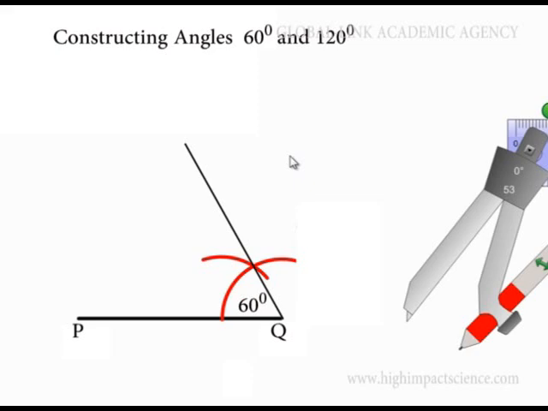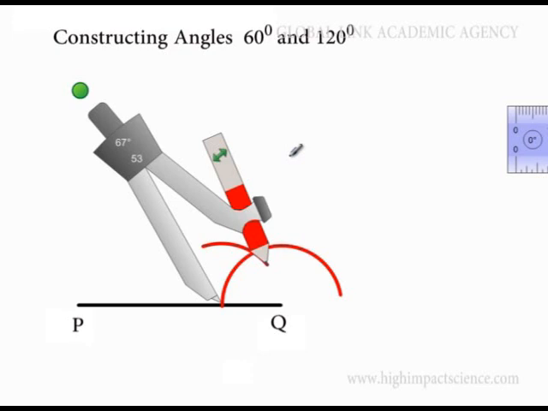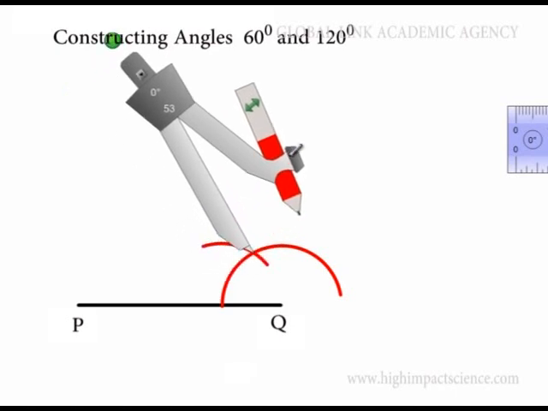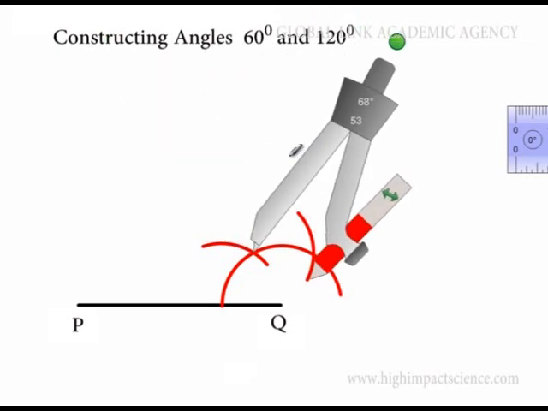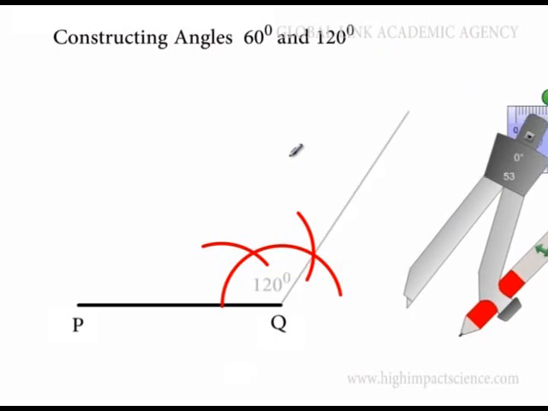Now to construct an angle of 120, you can just construct another 60 degrees on the new line. But there is a direct way of doing that. When you get to this point while constructing 60 degrees, maintain the same radius and place the compass at this point and mark an arc there. If you join Q to this point, the angle is 120 degrees. Angles like 30 degrees and 45 degrees are constructed by bisecting 60 and 90 degrees respectively.